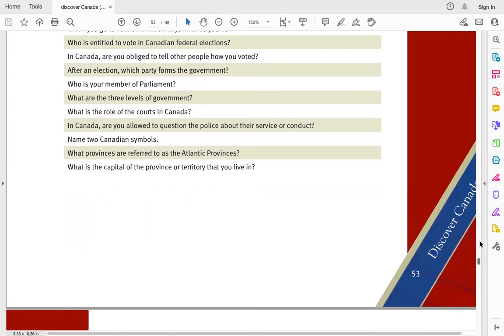Who is your member of parliament? What are the 3 levels of government? What is the role of the courts in Canada? In Canada, are you allowed to question the police about their service or conduct? Name 2 Canadian symbols. What provinces are referred to as the Atlantic provinces? What is the capital of the province or territory that you live in?